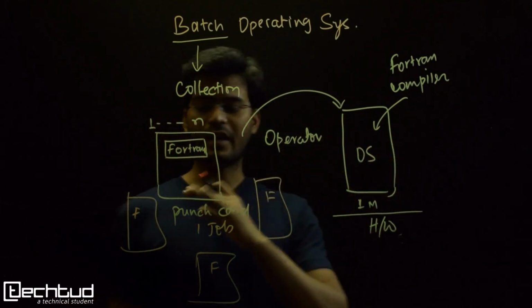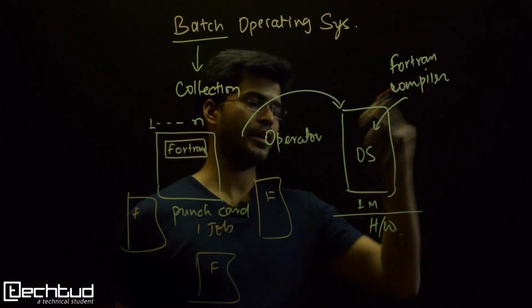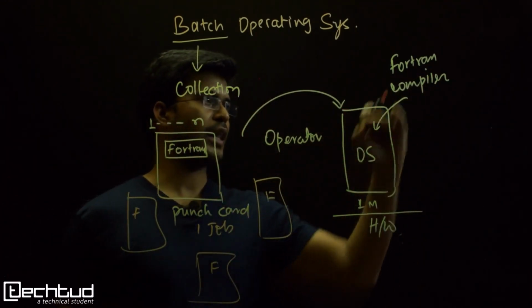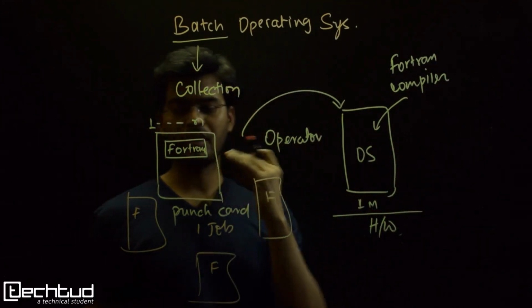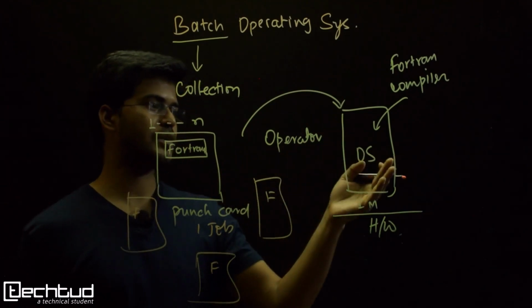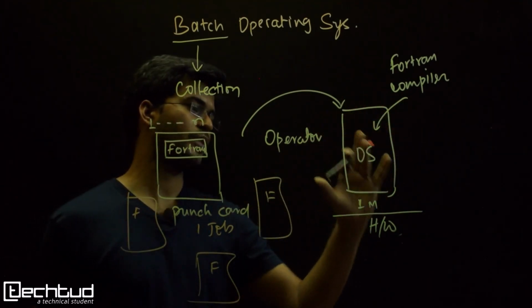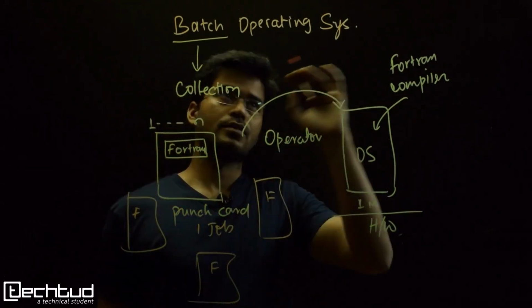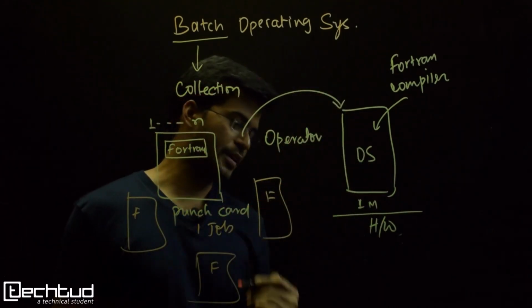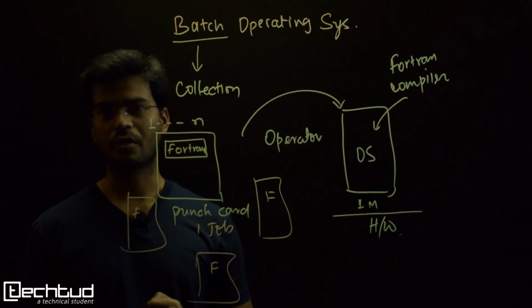Otherwise, if I randomly execute, first I have to see what is the language, then I have to load the compiler, then I execute, and then I remove this compiler. Depending upon the punch card, I have to load the compiler each time. So this is the efficient use of hardware by batching of the jobs. This was called batch operating system. Now let's understand what is multi-programmed operating system.